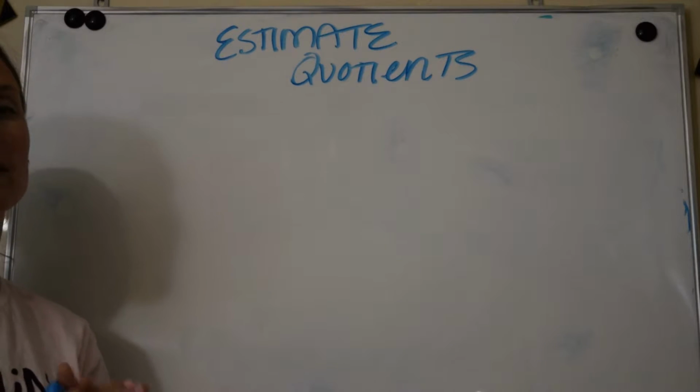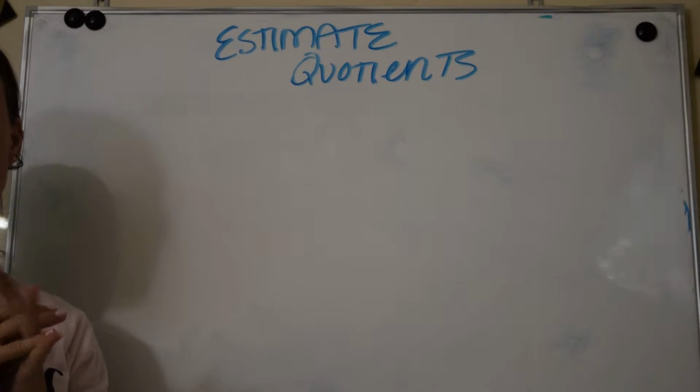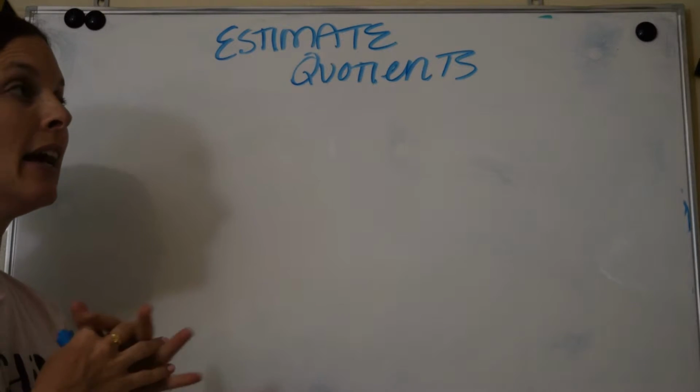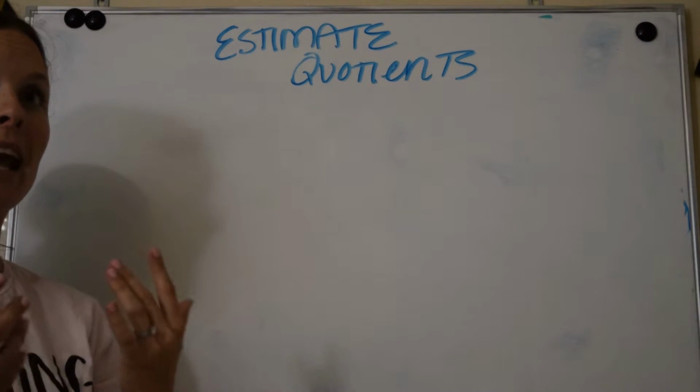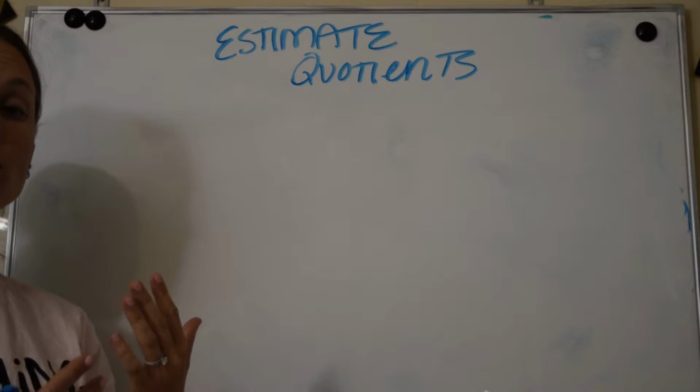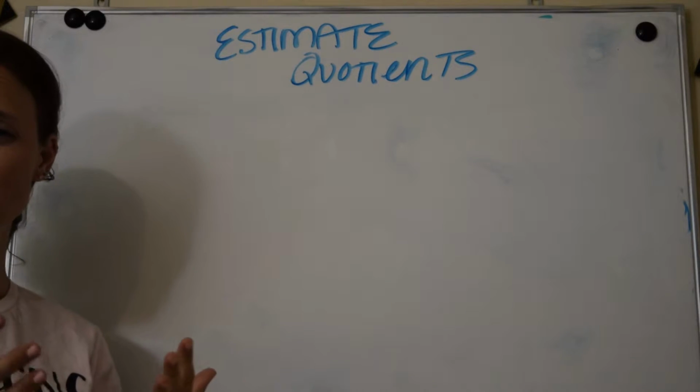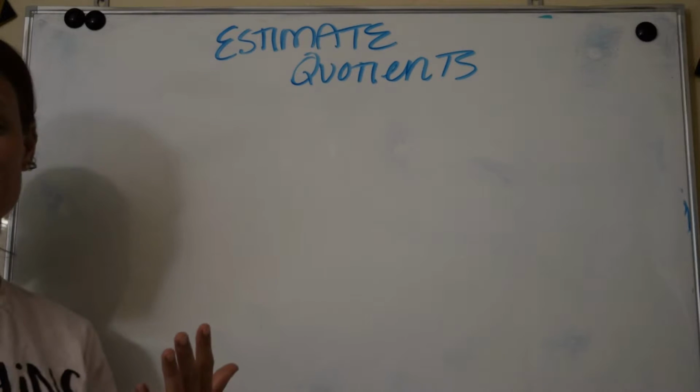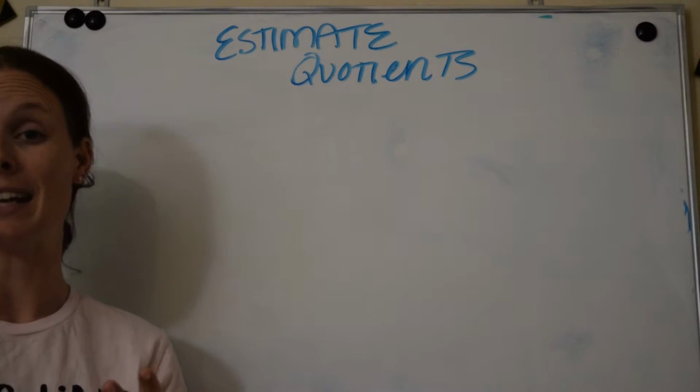Now, what's the point of doing this? It's really just to help you go back to finding fact families and how to round. And if you can estimate a quotient, it might help you when you're really solving to see how close you were to your rounded answer. And it is a standard to know how to do and know how to estimate quotients.